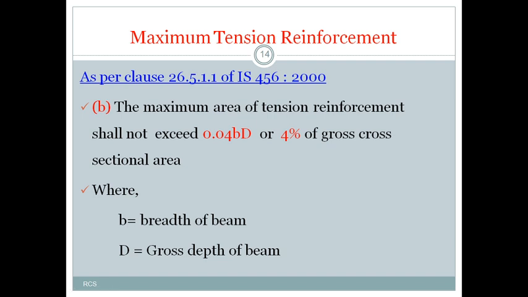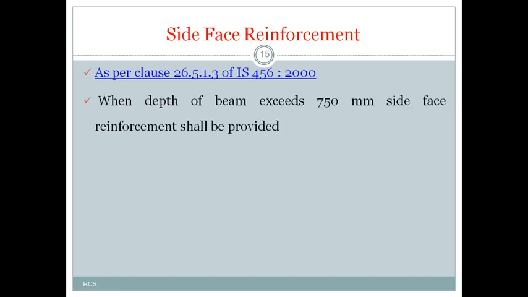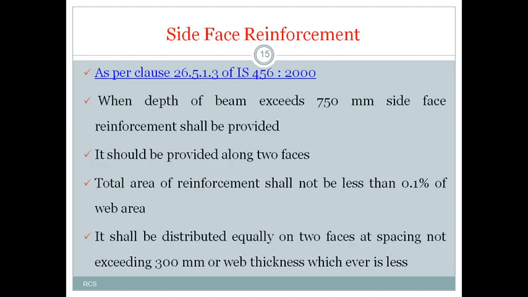Right. Next, side face reinforcement. When do we have to provide the side face reinforcement? Shall we provide it on either face of the beam or only one face? If you provide it on either face of the beam, how much do you have to provide? Those things we discuss here. As per clause number 26.5.1.3 of IS 456-2000, there are some recommendations given for side face reinforcement. It will be provided when the depth of the beam exceeds 750 mm. Then only we can provide side face reinforcement. It should be provided on both side faces of the beam, that is, along the two faces.